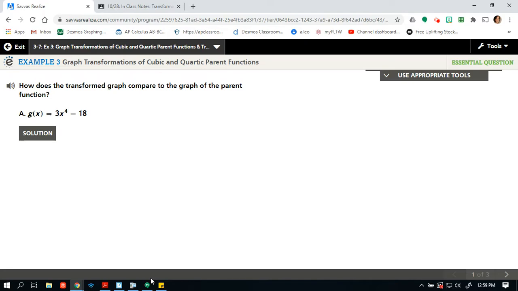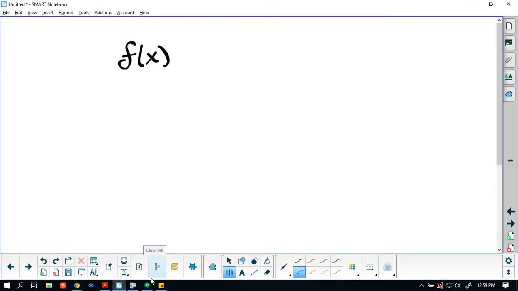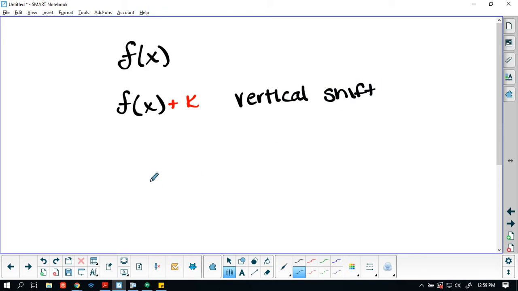All right, so how does a transformed graph compare to the graph of the parent function? Well, let's start with the parent function f of x. Let's talk about transformations. So if I have the parent function f of x and I want to make a vertical translation or shift it up or down k units, I do f of x plus k, where plus will move it up, minus will move it down. So this is a vertical shift. Okay, where f of x again is my parent function.